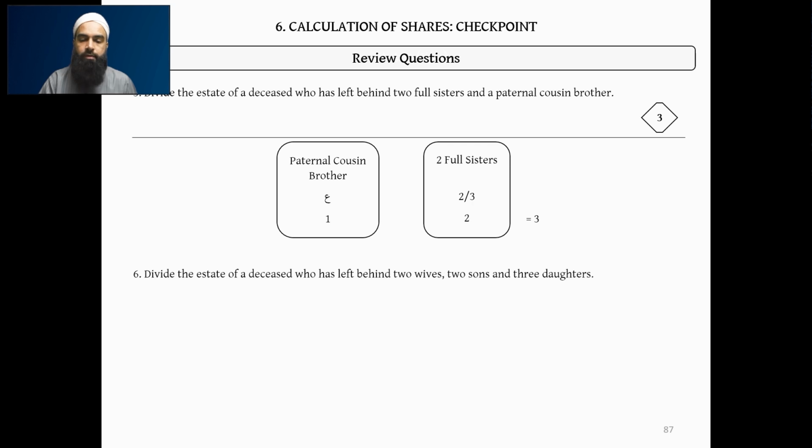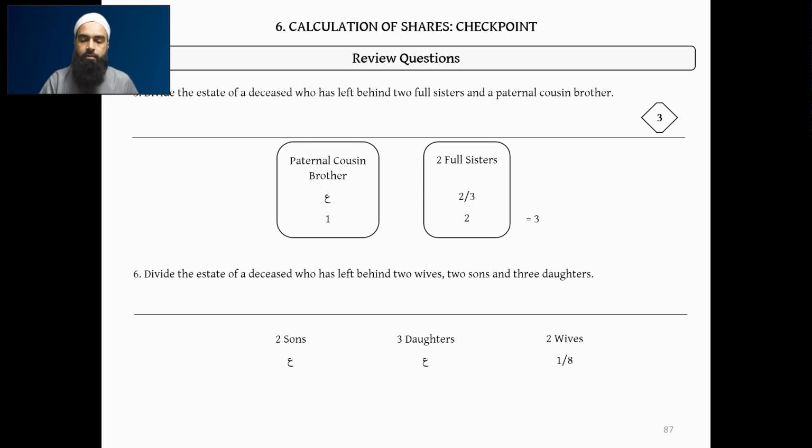Question number 6, divide the estate when there is 2 wives, 2 sons, and 3 daughters. So you draw your scenario out, 2 wives, 3 daughters, and 2 sons. Now to reveal the answer, 1/8 for the 2 wives because there is children involved, and 3 daughters and 2 sons together will become the agnatic shareholders.